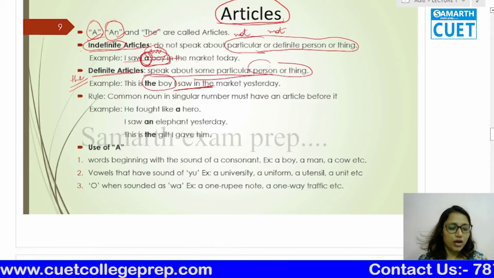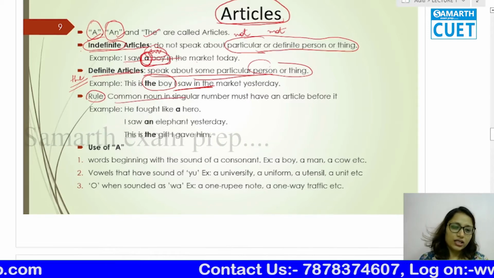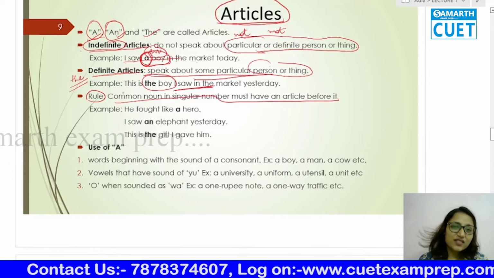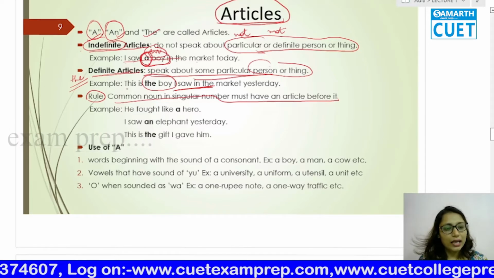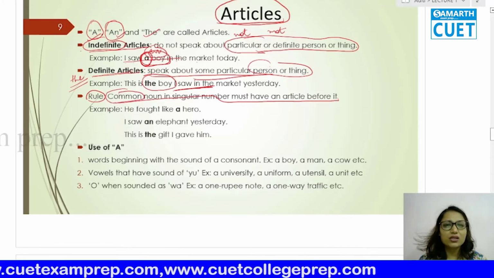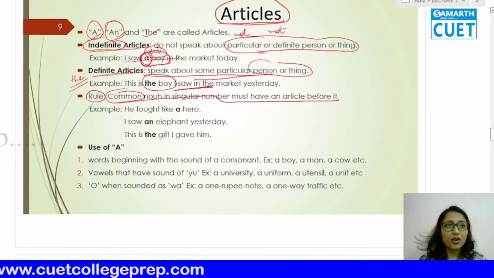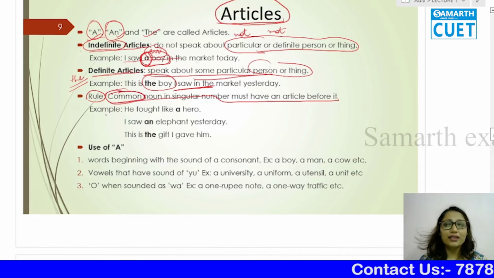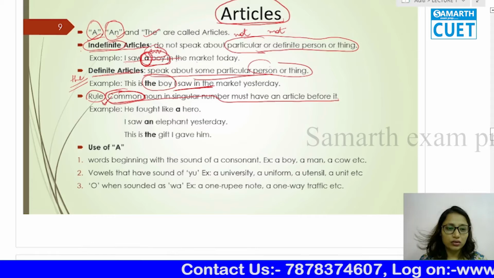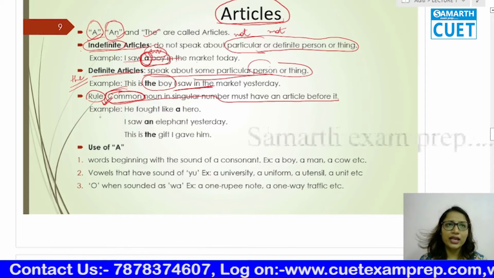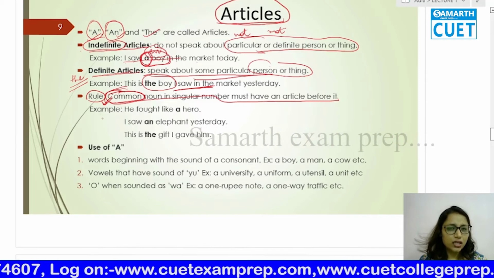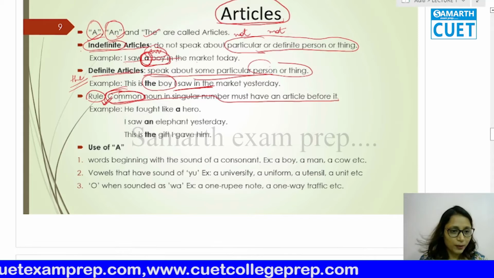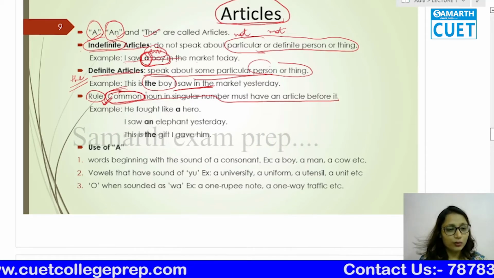Here I have given a very small rule: a common noun in singular number must have an article before it, because we are going to discuss nouns in our next class. For now, common nouns are basically horse. Horse is a common noun. There are many horses. Boy is a common noun. Anything common which indicates a race or a kind of thing or person, that becomes a common noun. If I talk about doctor, there are many doctors, so doctor is a common noun. Hero, heroine, actor, actress, poet, poetess. Is there a word called poetess? Please leave a comment below if possible, and teach your teacher if there is a word called poetess.